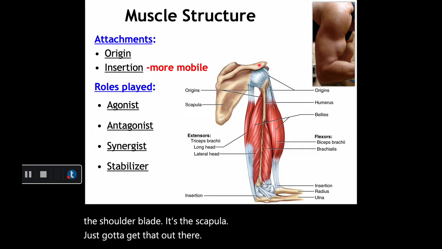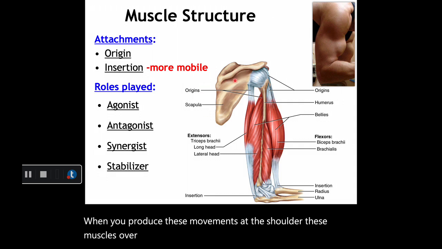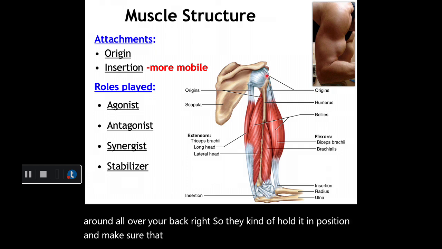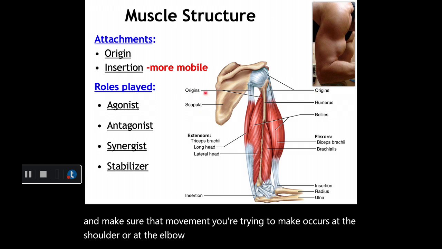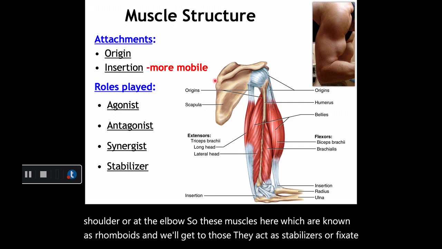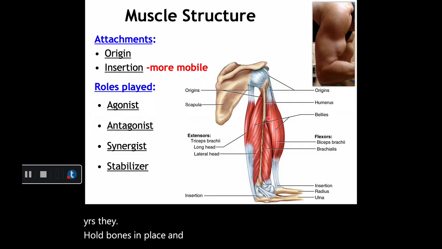When you produce these movements at the shoulder, these muscles over here help prevent the scapula from just sliding around all over your back, right? So they kind of hold it in position and make sure that the movement you're trying to make occurs at the shoulder or at the elbow. So these muscles here, which are known as rhomboids, and we'll get to those, act as stabilizers or fixators. They hold bones in place and allow movement to occur at other movable joints.